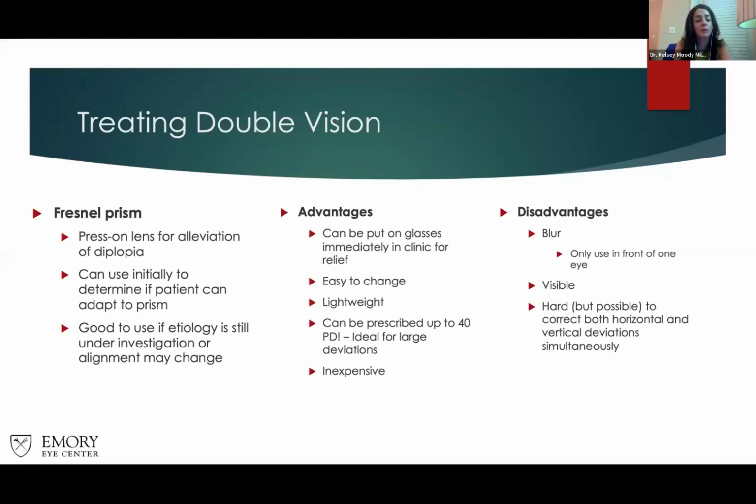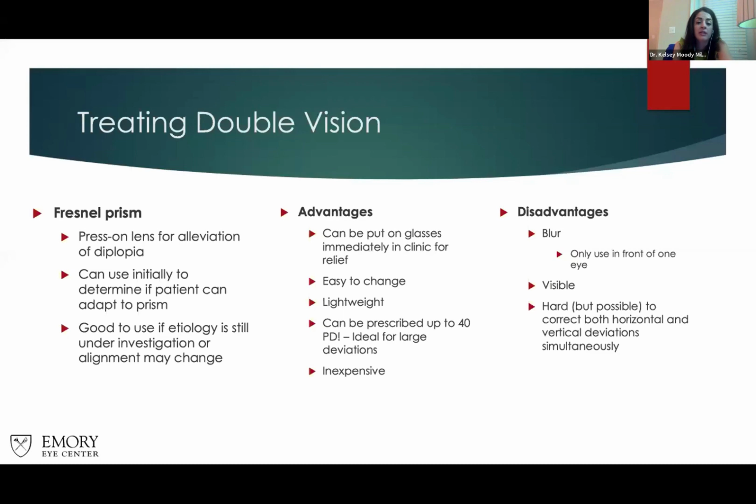Oftentimes too, maybe we find a neurologic cause for the double vision that can be treated to some degree, and again, that's going to cause the deviation to change. For all those reasons, we really don't want to go with ground-in prism right away if we don't know what's causing it and if it's stable.